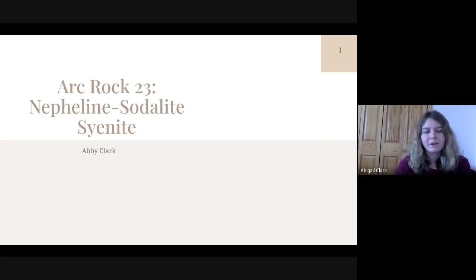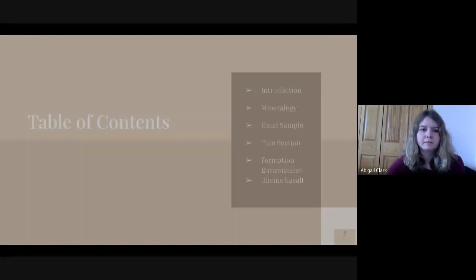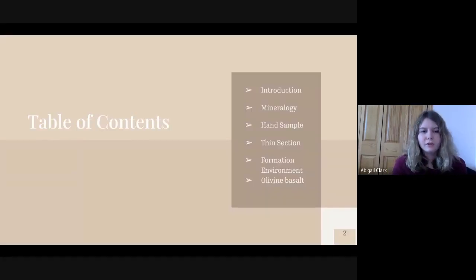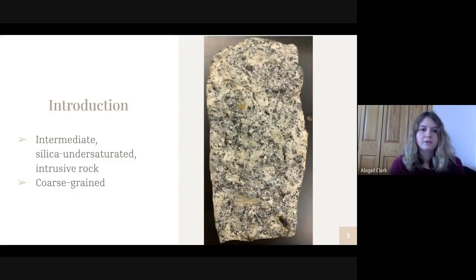Today I'm going to be talking about Arc Rock 23, which is a Nepheline-Sodalite syenite. Just an overview of what I'm going to be talking about: we're going to go over a brief introduction about the rock, the mineralogy, hand sample and thin section analysis, the formation environment of this rock, and then a little sneak peek at my second rock, an olivine basalt porphyry.